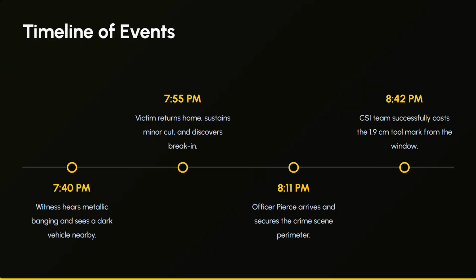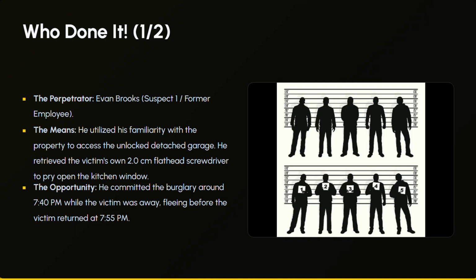And here's the timeline of the events. The witness hears metallic banging and sees a dark vehicle nearby at 7:40 p.m. The victim returns home, sustains minor cuts, and discovers the break-in at 7:55 p.m. Officer Pierce arrives and secures the crime scene perimeter at 8:11 p.m. The CSI team successfully casts the 1.9 centimeter tool mark from the window.